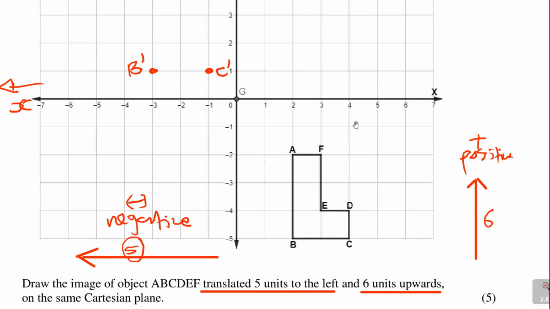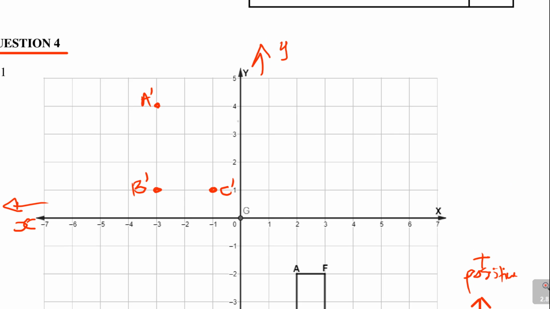And then D is 4, minus 4. So we come to our D as 4, minus 4. The new D after translation, remember, is 4 minus 5, which is minus 1. You're separating 4 minus 5 to the left. And then upwards, minus 4 plus 6 is what? It's 2. So now D is minus 1, 2. You identify your minus 1, and then you identify 2. There is D, the new D part. And then we move on.